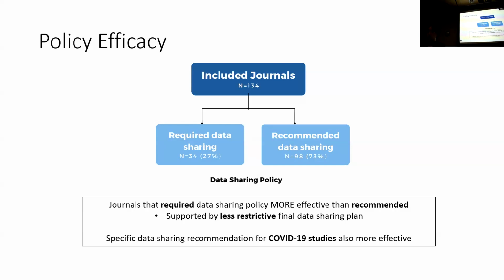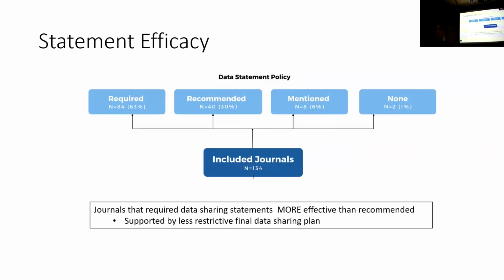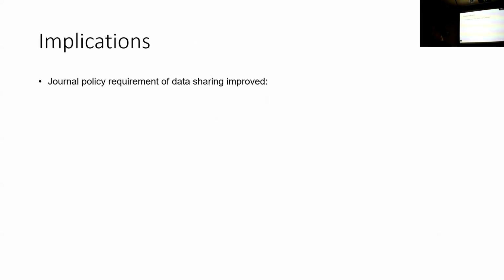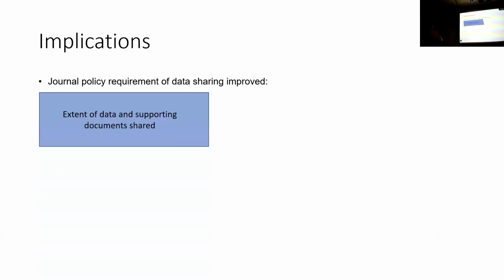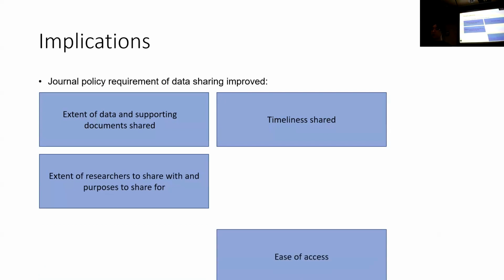And these associations were similarly seen within data statement policy mandating, which also supports the requirement of both types of policies. But data sharing mandating not only increases data sharing intention, but also is linked to more extensive data sharing practices. Journals are more likely to share all collected data immediately post-publication with broadened extent and purposes alongside unrestricted access.